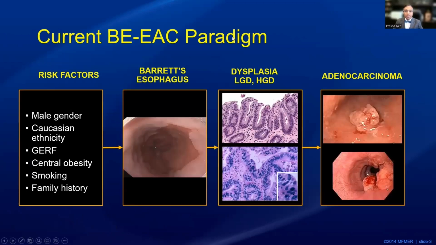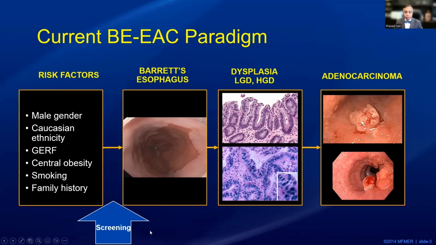So our current Barrett's esophagus to esophageal adenocarcinoma paradigm consists of the following components. We believe that patients who are at risk, and there are several risk factors that I have outlined here, develop Barrett's esophagus, which is a metaplastic condition of the distal esophagus where the squamous epithelium is replaced by columnar intestinalized epithelium, which then progresses via the development of dysplasia, low-grade and high-grade dysplasia, to adenocarcinoma.